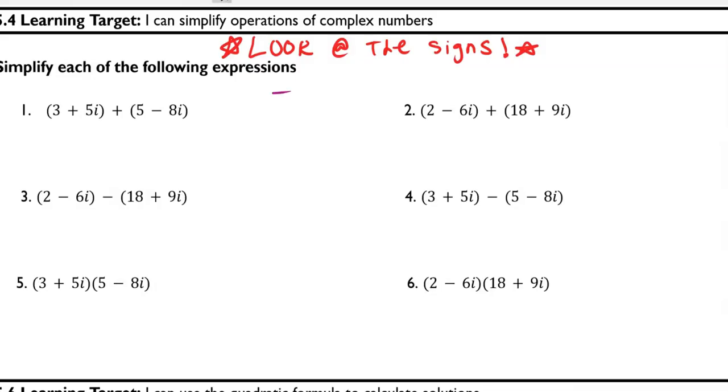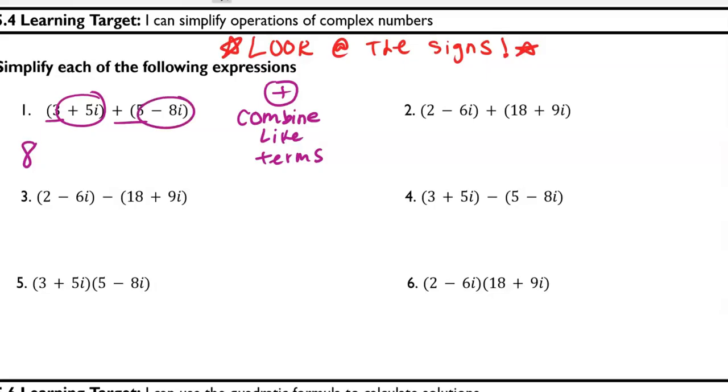So when we add complex numbers, all we need to do is combine like terms. So we can combine the 3 and the 5. 3 plus 5 is 8. And we can combine the 5i minus 8i, which is going to be negative 3i. And that's it.